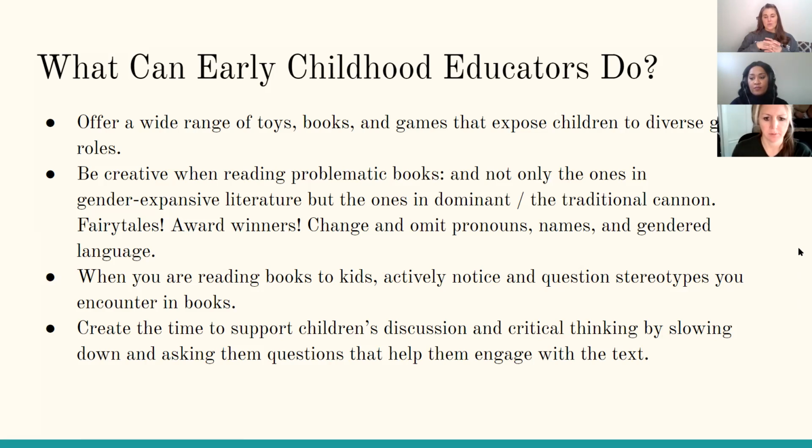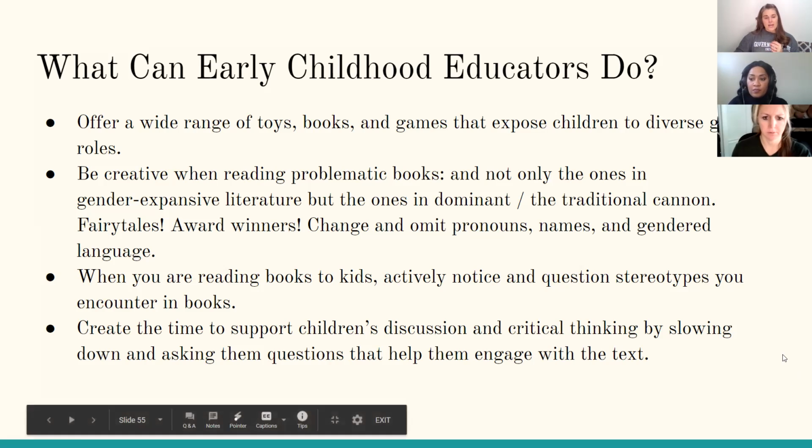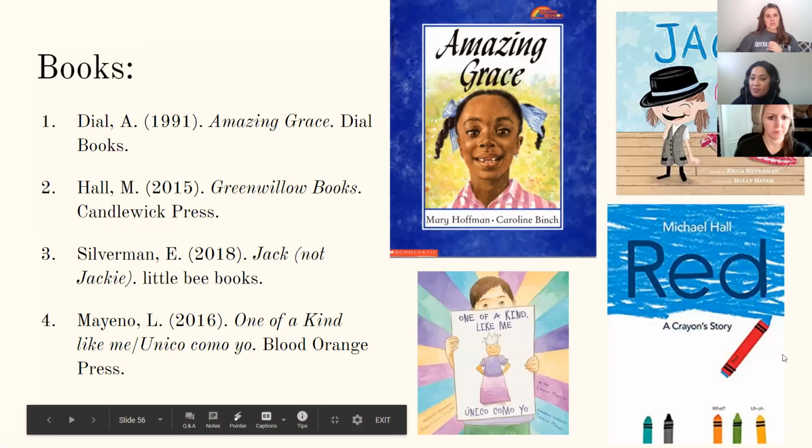Like, what happens to Goldilocks and the Three Bears if you use male pronouns for Goldilocks, or make Mama Bear the biggest, or make 2 Papa Bears? Change the gender of the trucks in Goodnight Construction Site so that they're not all male, things like that. And when you are reading books to kids, actively notice and question the stereotypes you encounter in books. Create the time to support children's discussion and critical thinking by slowing down and asking them questions that help them engage with the text. Okay, so let's read and use some great books. Here are some examples.